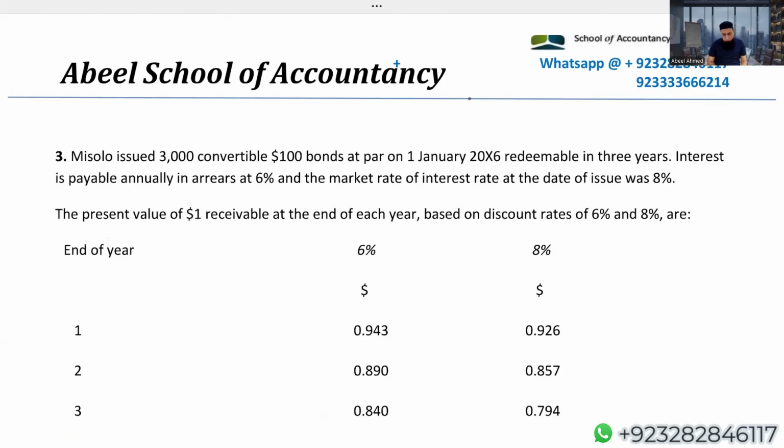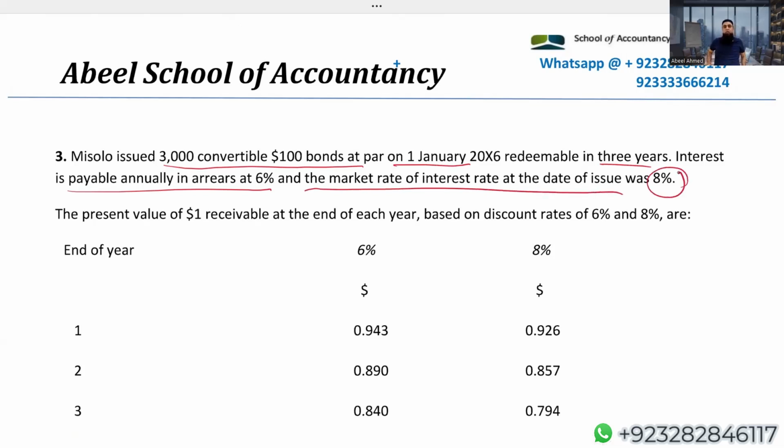My solo, apologies if the pronunciation is wrong, issued 3,000 convertible bonds at $100 on 1st January X6, redeemable in 3 years. Interest is payable in arrears. Every year we pay the interest, which is 6%. The market rate of interest at the date of issue was 8%.